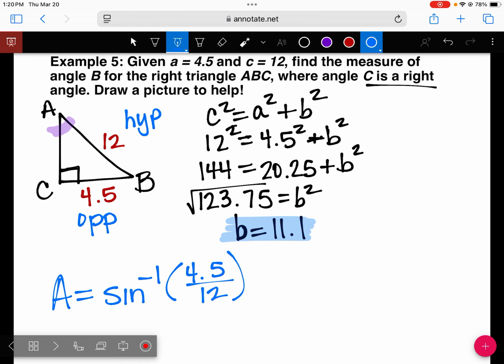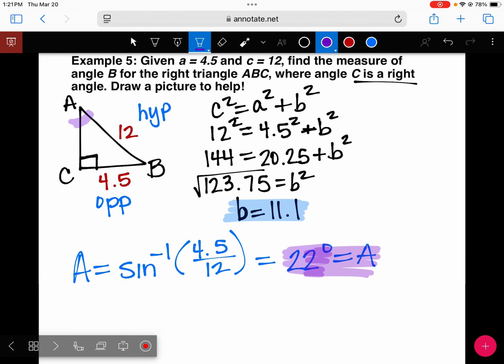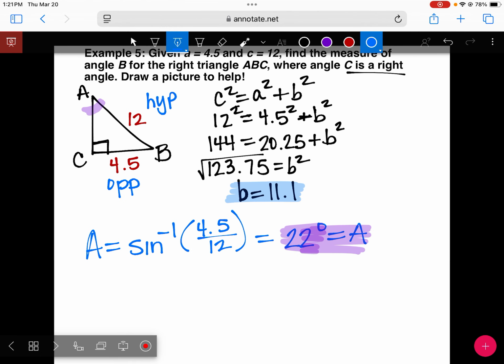Go ahead and type that in your calculator. Gotta hit the green key first, or the second function, if you're trying to find an angle. So I'm just gonna say it's 22 degrees. And then for the last piece, so this equals A. And now we need to find angle B. And then for angle B, you have two options.